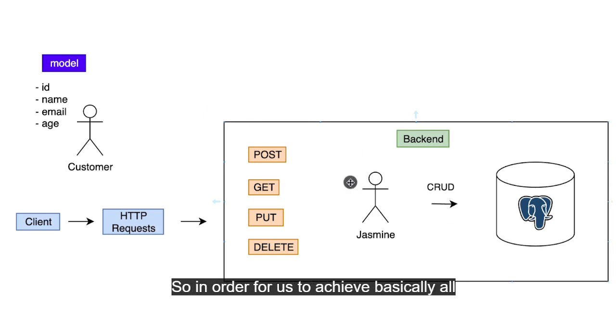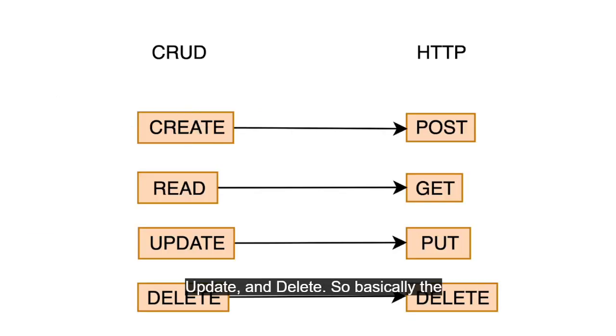So in order for us to achieve all of the operations, we're mainly talking about CRUD operations, which stands for create, read, update, and delete. So basically the CRUD operations indeed match the HTTP methods. So CRUD, C stands for create. The HTTP method that we use for adding a new resource is post.